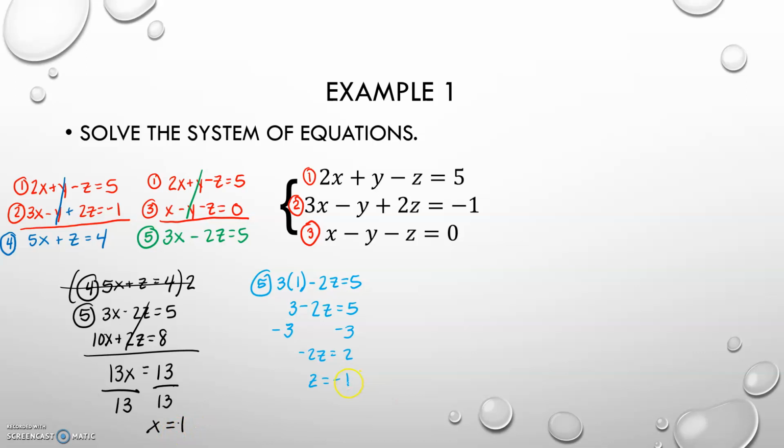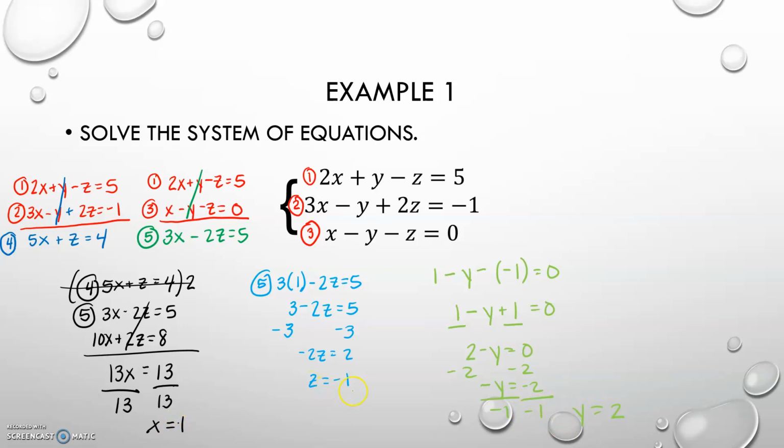Now I have two variables, and I can plug these two variables into either equation 1, equation 2, or equation 3, and find the value of y. I'm going to plug them into equation 3 because it's the least amount of work. I would get 1 minus y minus -1 equals 0. So I get 1 minus y plus 1 equals 0. Combining my like terms, 2 minus y equals 0, subtract 2, and divide by -1. And I'm going to get y equals 2.